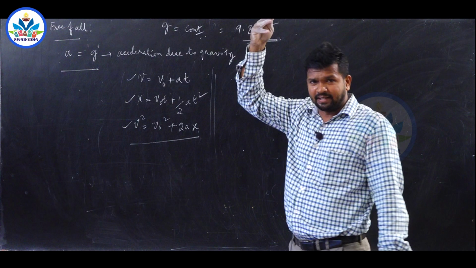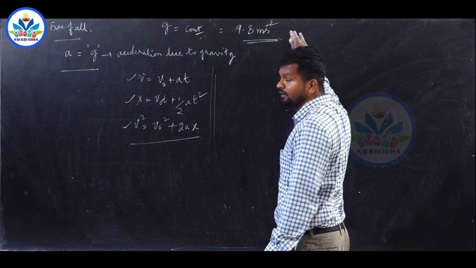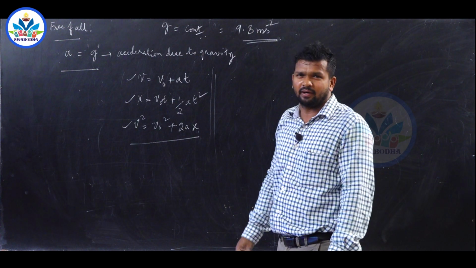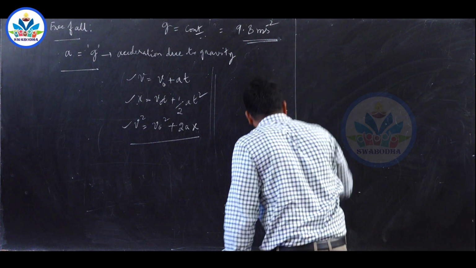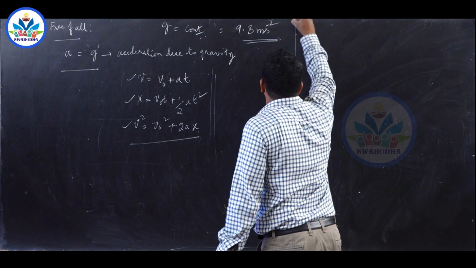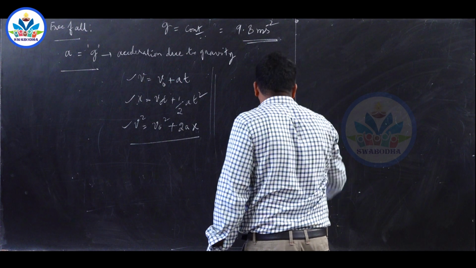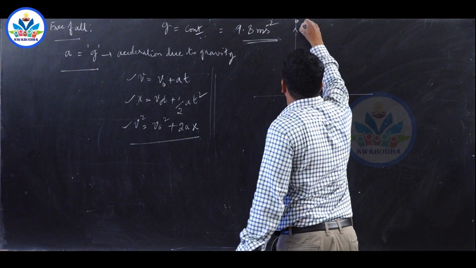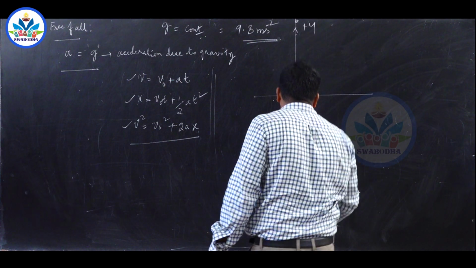Actually, the body is moving downward. The motion will be along the y direction, more correctly along the negative y direction. Correct? The body will be falling like this. It will be along the y direction. This will be plus y. This will be minus y.